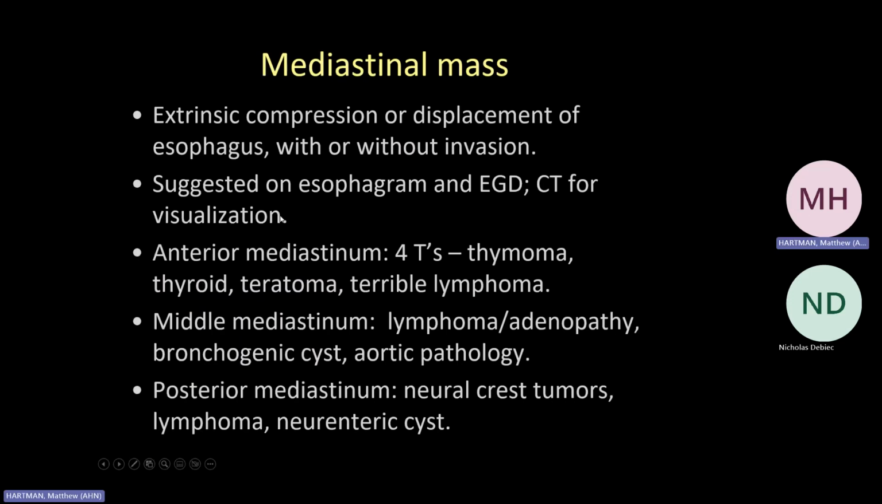So remembering the esophagus is a mediastinal structure. We divide the mediastinum into the anterior mediastinum. We remember the 4 T's. The middle mediastinum, that's lymphoma, every differential. Bronchogenic cyst is something that likes to be in the middle mediastinum. And then our posterior mediastinum, again, lymphoma, neural crest tumors, neuroenteric cysts. And of course, our esophagus being a mediastinal structure as well.